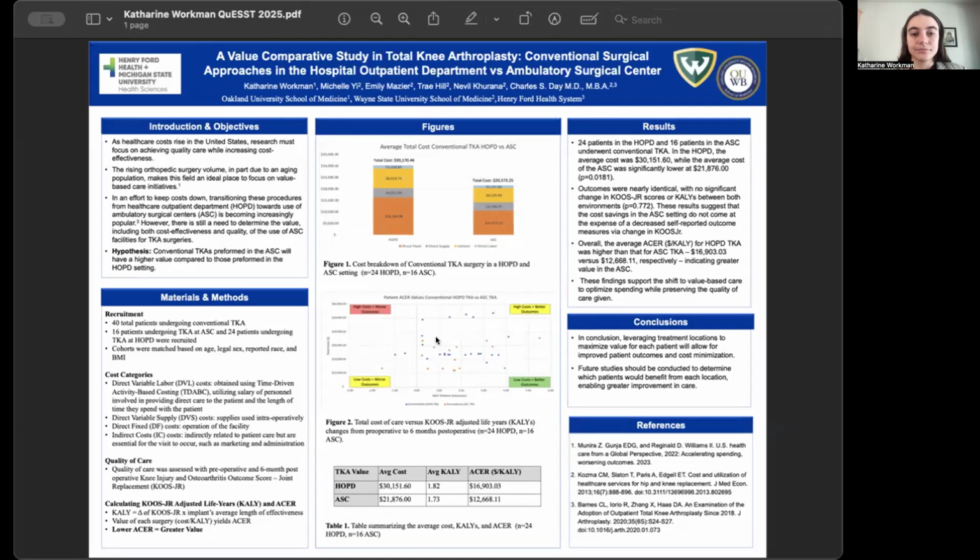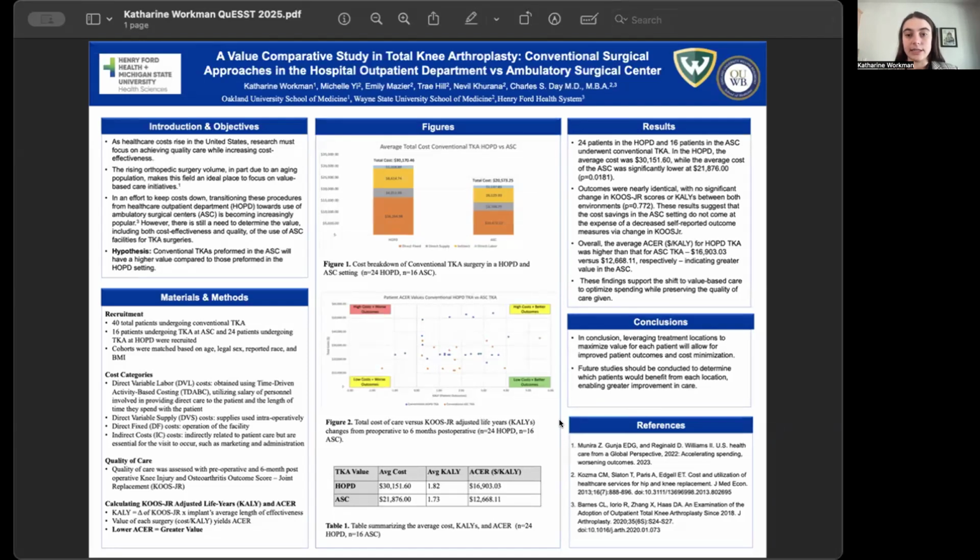And you can see here how the higher cost of the surgery is up in this part of the graph, where most of these are the blue HOPD dots, whereas down here, more of these orange colored data points are for our lower cost ASC procedures.